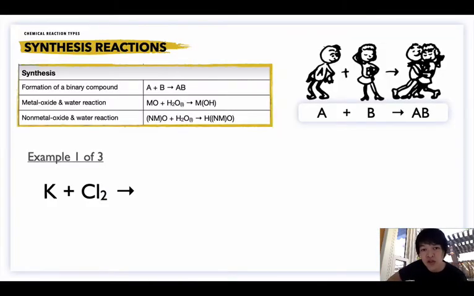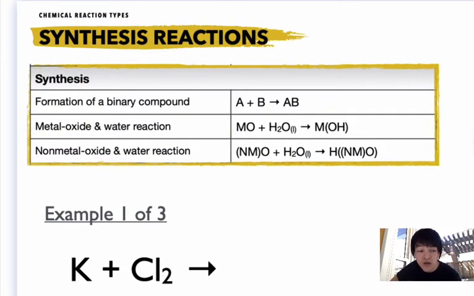Here's our first example. Let's take a look at the top first to see what synthesis reactions generally look like. So in a synthesis reaction, we basically have two things that are by themselves and they come together. Isn't that just neat? Okay, let's take a look at the left now. On the left, you can see that there are generally three types of synthesis reactions.